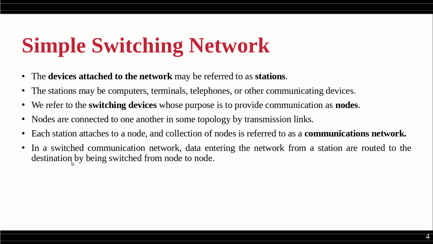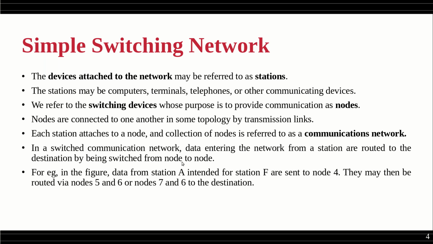The data are delivered to the destination by being switched from one node to another. For example, in the figure, data from station A, which is intended for destination F, are sent to node 4. They may then be routed via nodes 5 and 6 or nodes 7 and 6 to the destination, because both lead to the end machine. As the number of paths between the source and destination increases, there is more reliability, because if there is any problem with one of the paths, we can still depend on the other one.